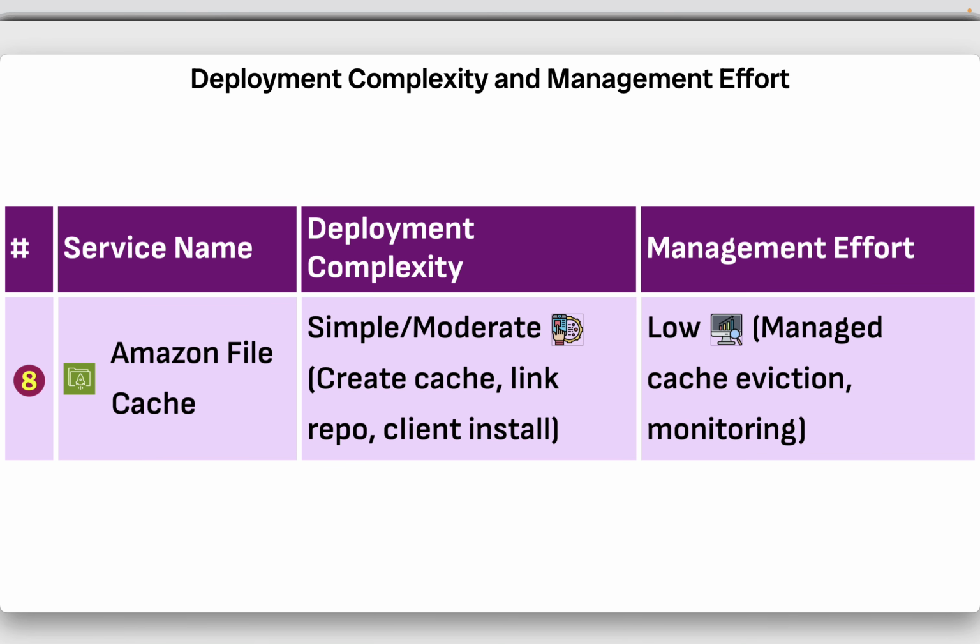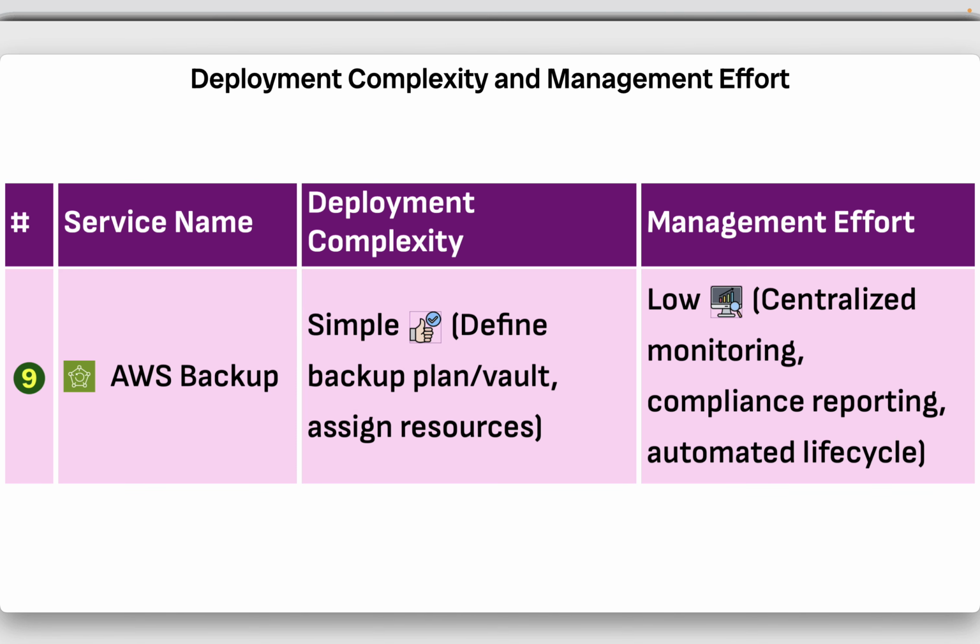Next, we have Amazon File Cache. Deployment complexity is simple to moderate. So you create cache, link repositories and client install. Management effort is low. And basically it's a managed cache eviction and monitoring. So these are the tasks which we have to do. AWS Backup. Deployment complexity is simple. So you define backup plan, you define vaults, and you assign resources. Management effort is low, and the other tasks involved are centralized monitoring, compliance, and automated lifecycle.